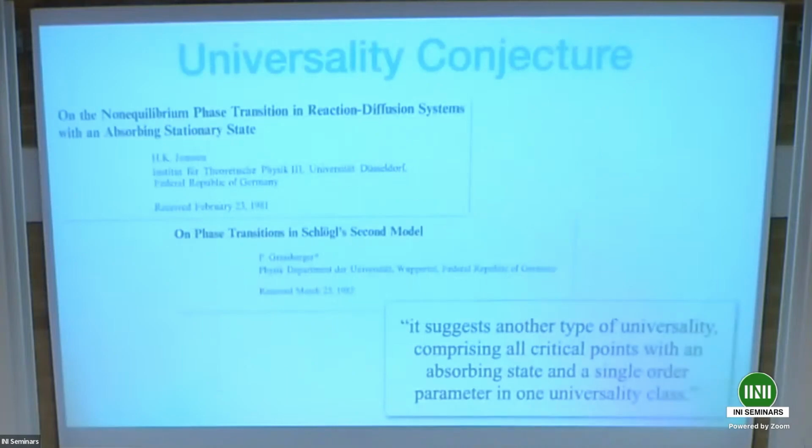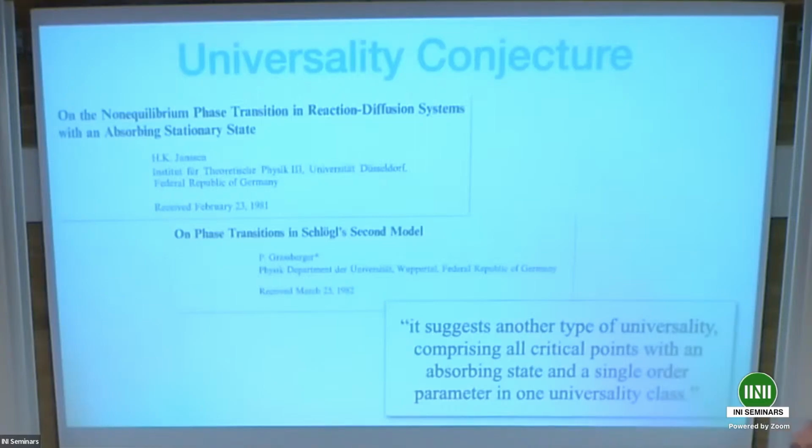So the thing is, there's universality in this, and this conjecture goes back to Janssen and Grassberger, and I'll just quote here from Grassberger's paper. It suggests another type of universality comprising all critical points with an absorbing state in a single order parameter in one universality class. So in other words, here I have a situation in which I have an absorbing state, a state that if I get into it, I stay. I have these fluctuations, it's a statistical system, and there's some conditions which I'll write down at the very end. What was postulated in the early 1980s is that there ought to be universality, that all these systems ought to behave the same way with regard to certain critical exponents.